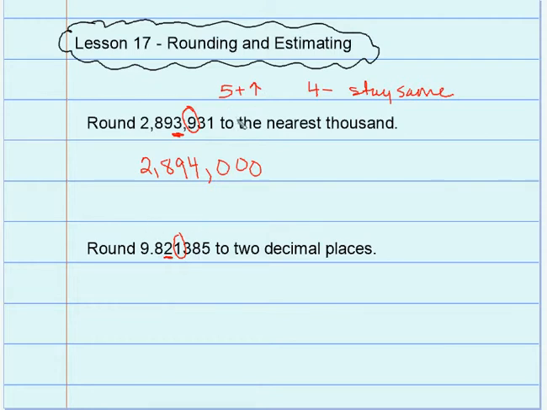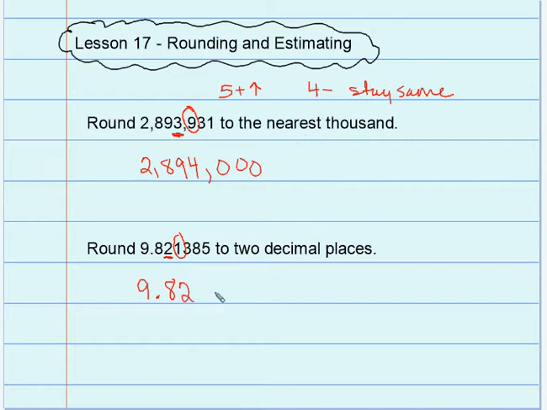Again, the rules: 5 and greater go up, 4 and fewer stay the same. So we're going to write all the digits up to the underlined digit, so it's 9.8. And then we have to make a decision. Do we stay a 2 or do we become a 3? Well, it's a 1, 4 or fewer, so we're going to leave it a 2.